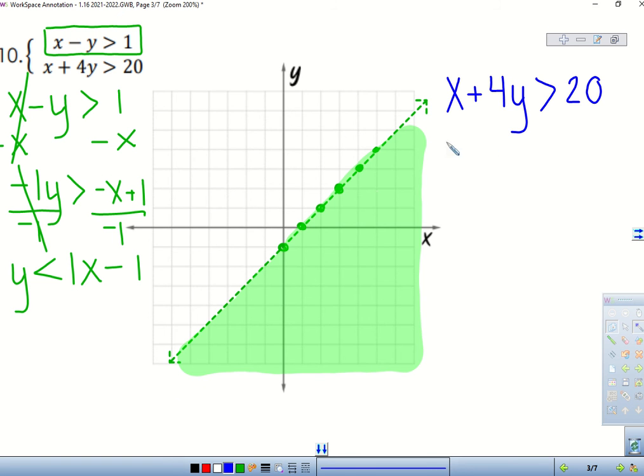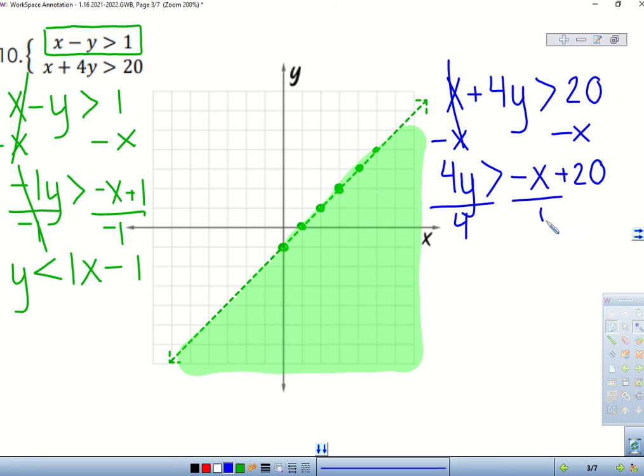And I'm going to get it into slope-intercept form by subtracting x on both sides. That gives me 4y is greater than negative x plus 20. Divide both sides by 4. Remember, this is really a negative 1x. I didn't divide by a negative, so I do not need to flip my inequality. A negative divided by a negative would be a positive, but this is a negative divided by a positive, so it stays negative. And then this becomes a positive 5.